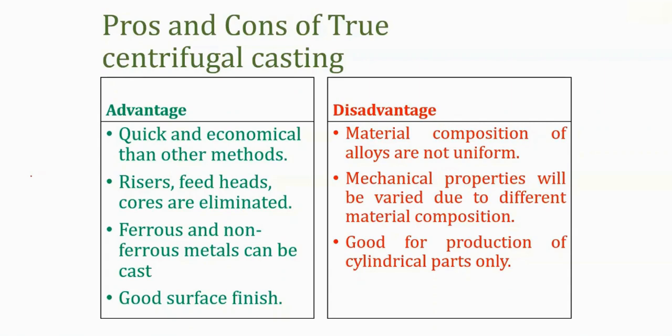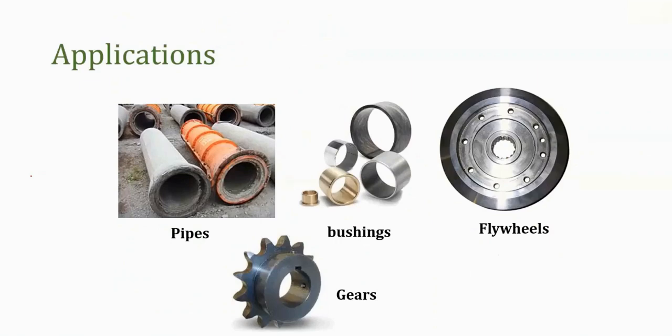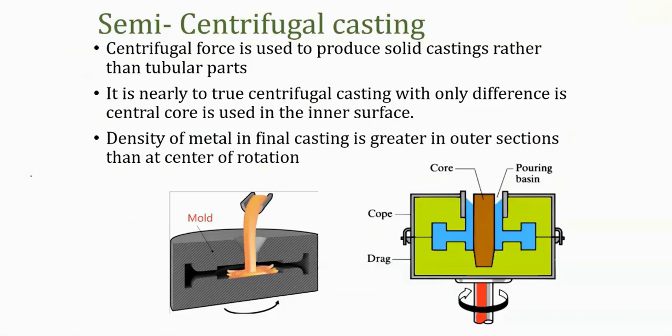Coming to the disadvantages, the material composition of the alloy is not uniform, because at the outer surface there will be one material composition and at the inner surface another, and the mechanical properties also vary due to the different material composition inside the casting. This is good only for cylindrical components, not for intricate structures or solid structures, right? These are the different parts cast using the true centrifugal casting process. Since true centrifugal casting is made only for circular and larger components, we cannot make intricate structures or solid parts.